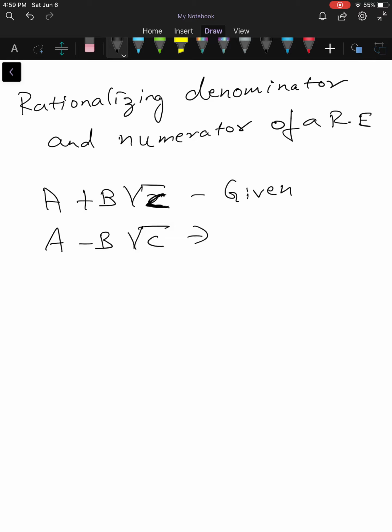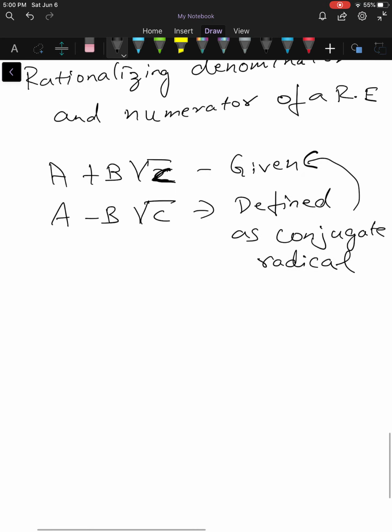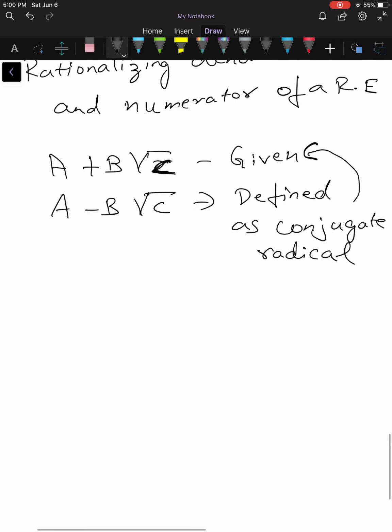you have a minus b square root of c. This is defined as the conjugate radical of the given expression. That is, you change the sign of the term which has the radical expression. Why do we have to learn this? You will come to know. So now let us see what happens if I multiply the given expression with its conjugate radical.